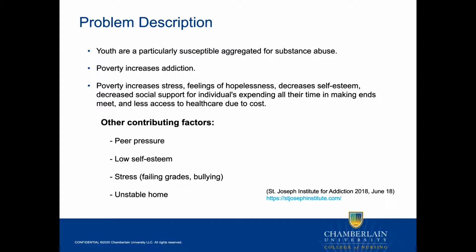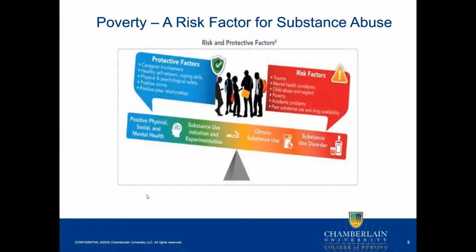Youth are a particularly susceptible group for substance abuse. There are also other contributing factors aside from poverty: peer pressure, low self-esteem, stress, failing grades or bullying, and an unstable home. Poverty is a risk factor in adolescent substance abuse. It is unique among the others in that it is easy to identify high-risk communities in a region via readily available demographic data.